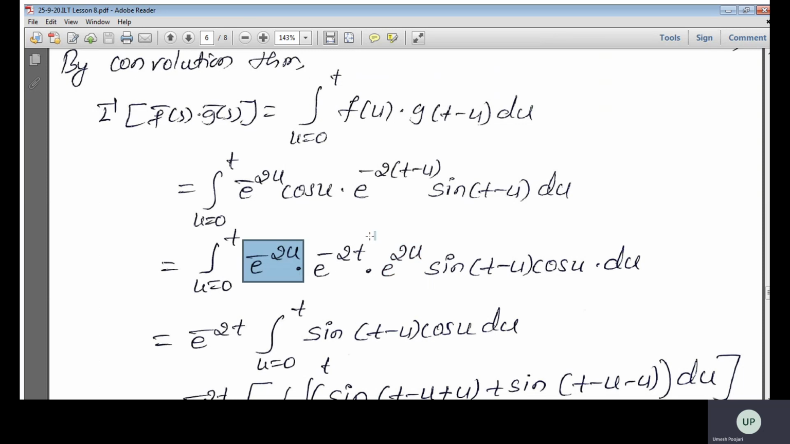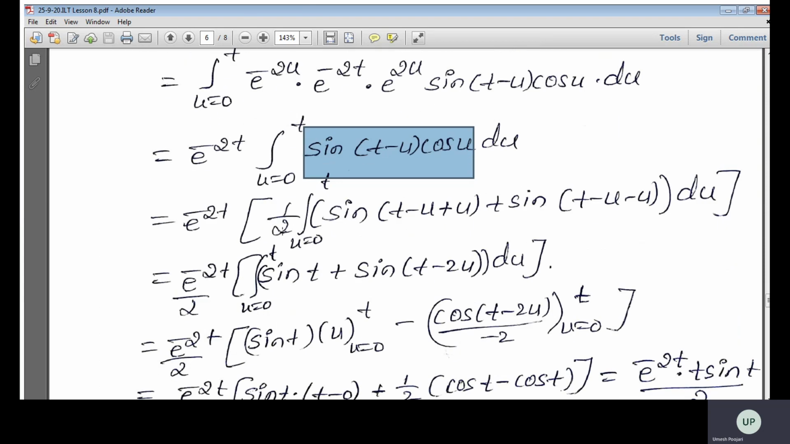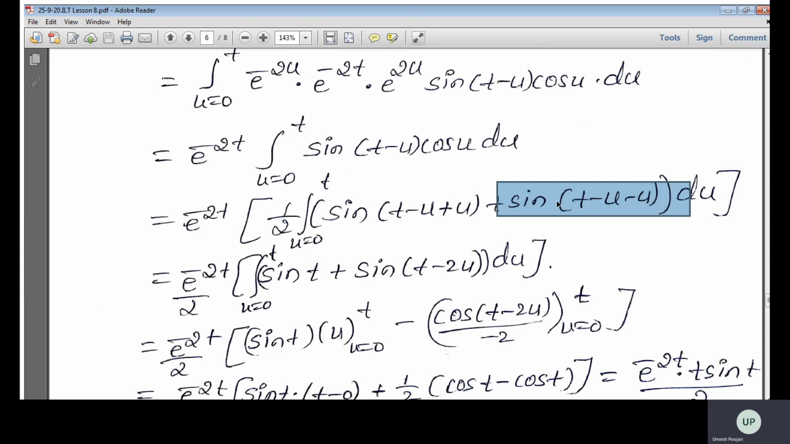See, e raised to minus 2u and e raised to plus 2u will be e raised to 0, and this e raised to minus 2t is independent of u. So you can take e raised to minus 2t outside. The remaining term is sin t minus u into cos u du. Which formula do we have to use here? Sin A cos B. So sin A cos B will be 1 by 2 of sin A plus B plus sin A minus B, like the last example. Then you get 1 by 2 sin of t minus u plus u plus sin of t minus u minus u. So here the first one is sin t, plus sin of t minus 2u, du.